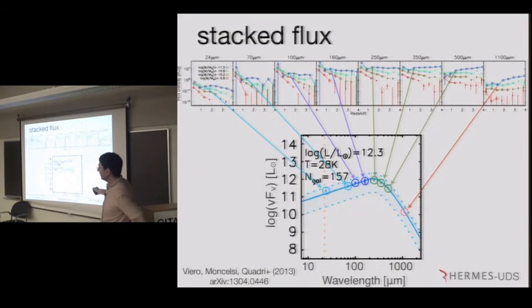Okay, so this is the same thing that I showed you before, but now for every single point. And if I take any one bin in a mass and redshift, I can fit it with a very simple dust SED.